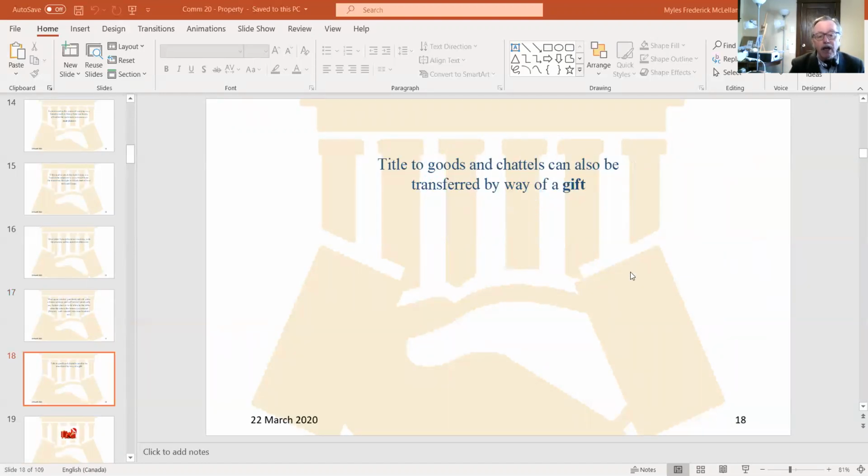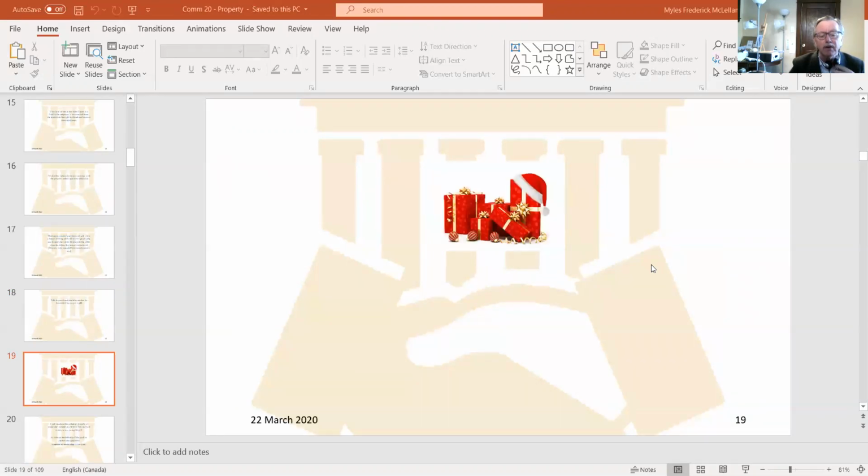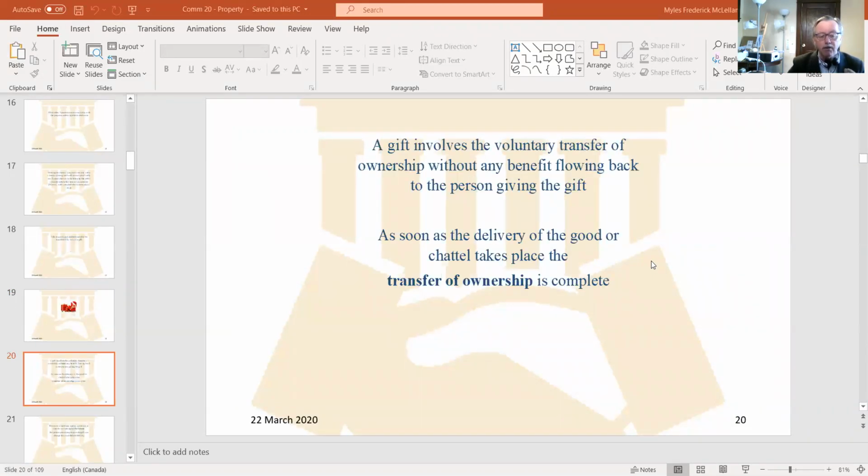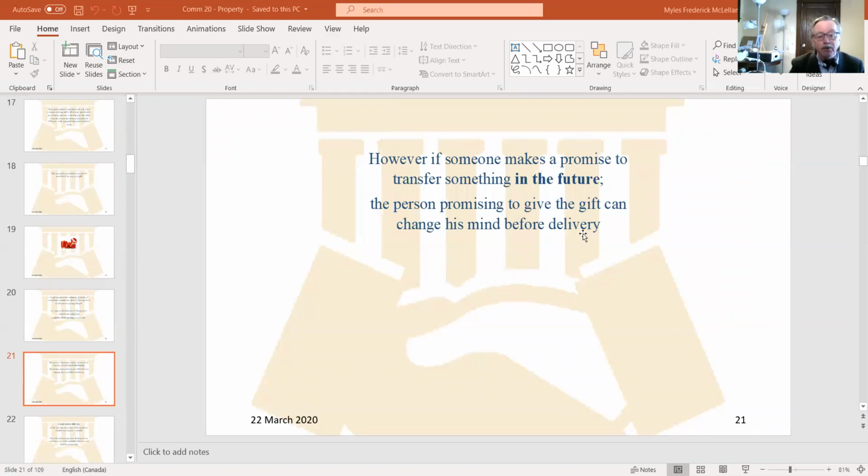Right? Title to goods and chattels can also be transferred by way of a gift. We talked about this in some detail in the law of contract class. So gifts, obviously everybody knows what they are. Gifts involve the voluntary transfer of the ownership in something to somebody without there necessarily being any consideration flowing back to the person giving the gift. As soon as the delivery of the good or chattel that is the gift is actually handed over to the person who is to receive that gift, then the ownership in the item being the subject of the gift is complete. And so the person who receives the gift now owns that particular piece of personal property.